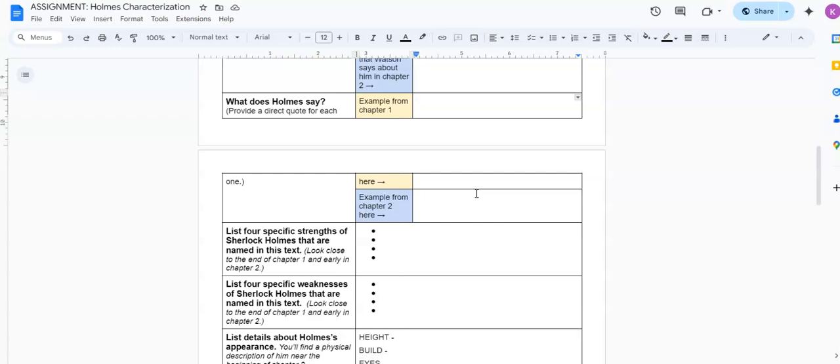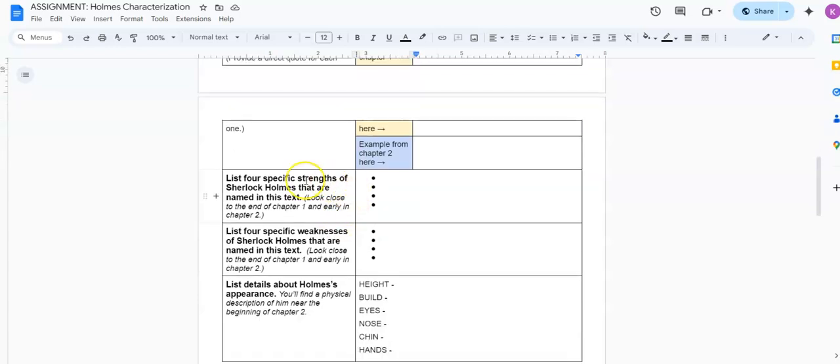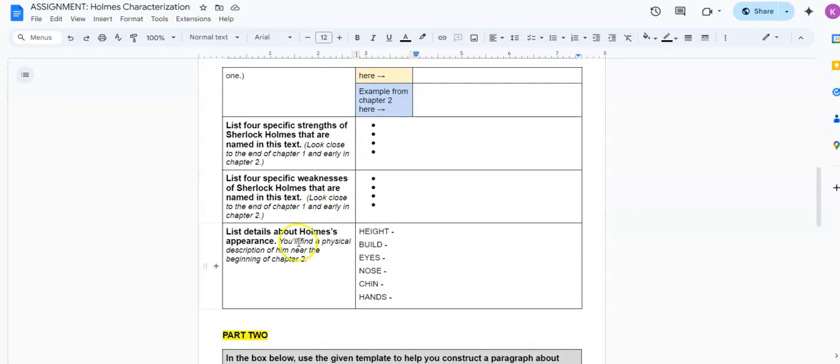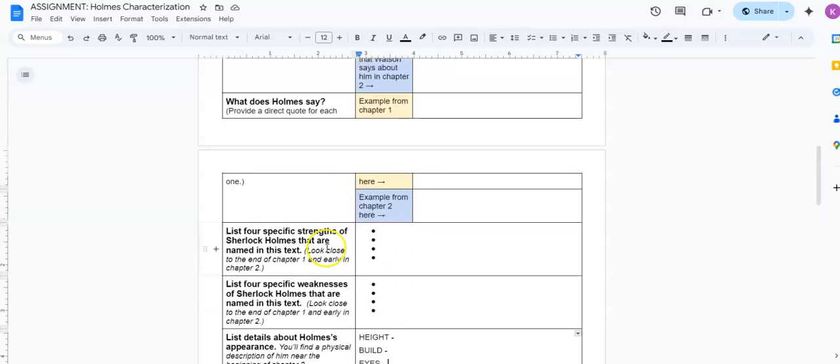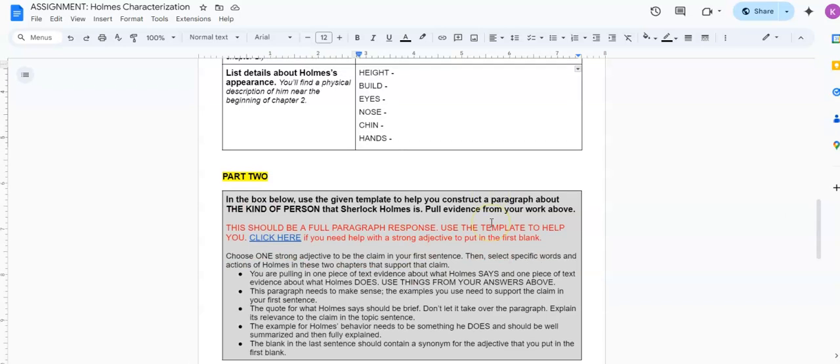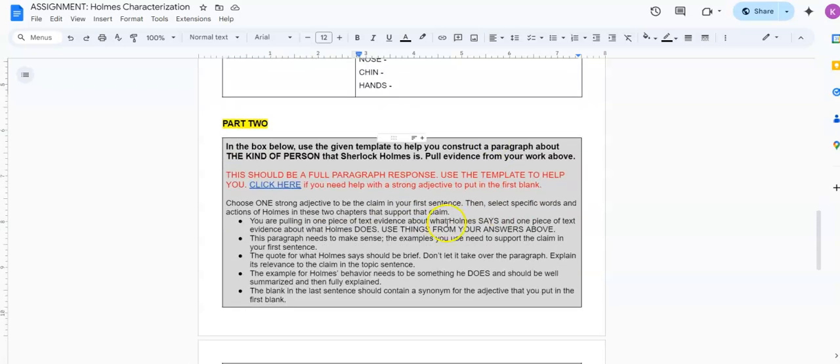Then, you're going to think about this. You're going to list 4 specific strengths that are Sherlock Holmes's. Big hint here, look close at the end of chapter 1 and early in chapter 2. In that part of the story, you get to see his strengths and then his weaknesses. Then, and again, I tell you where to find this, you'll find a physical description of him near the end of chapter 2. Look at his height, his build, his nose. What does he look like?